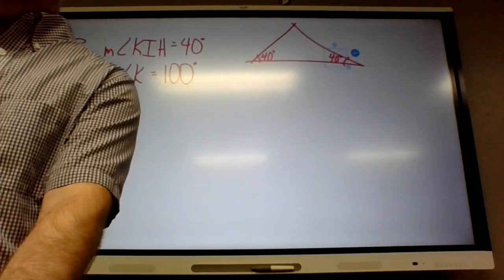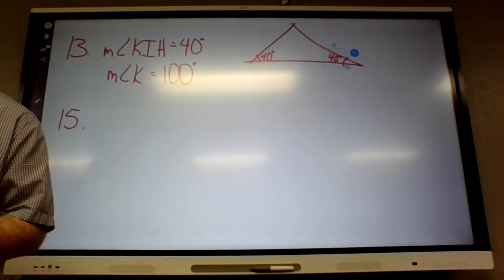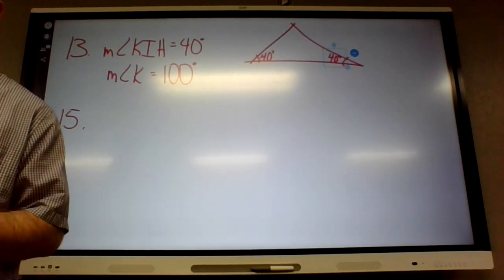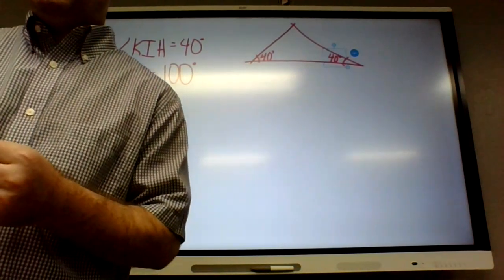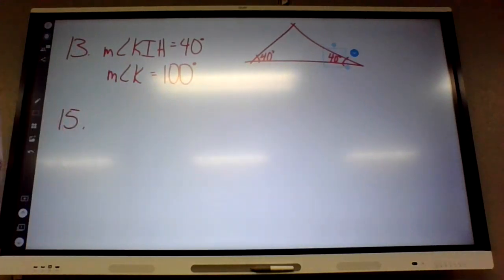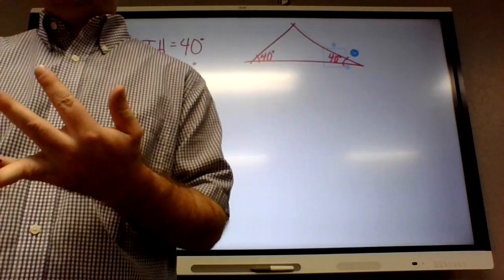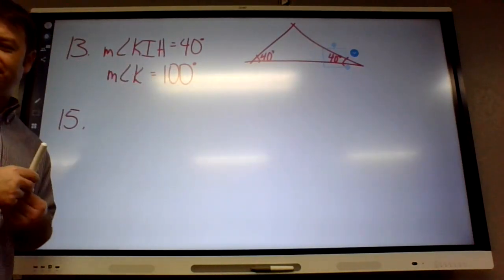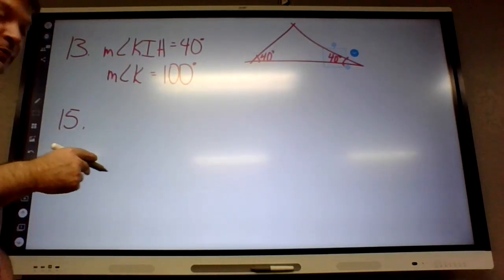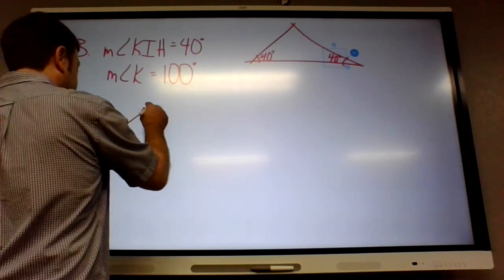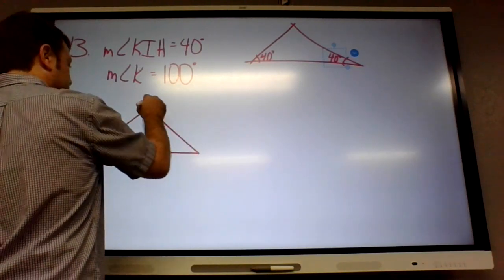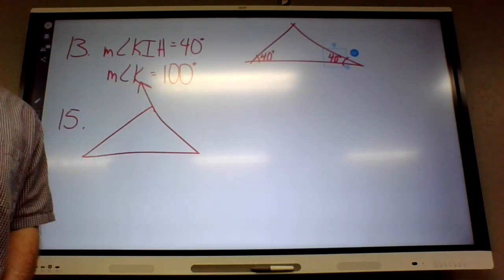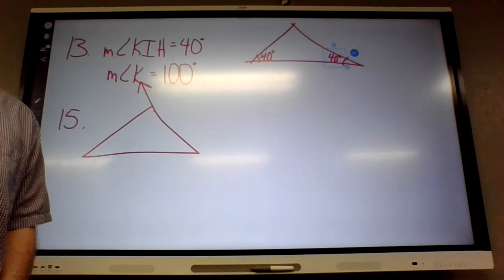On 14, how could we solve for x there? You have 2x plus 2x plus x equals 180. Right. How about 15 though? How could we find x? Okay, so first you do 180 minus x, and then you find the measure of the angle n right there, and then you do all of that equals 180.